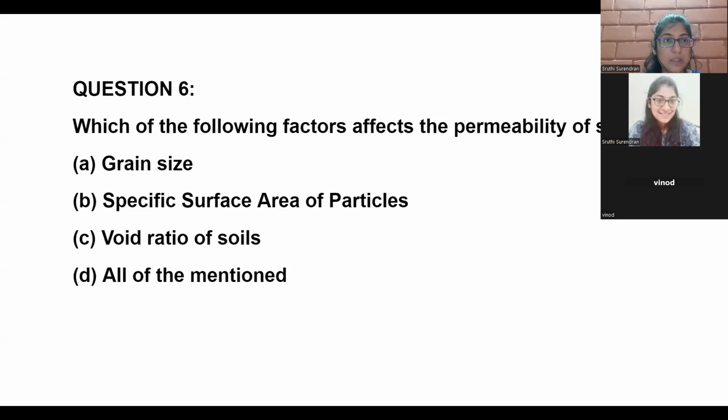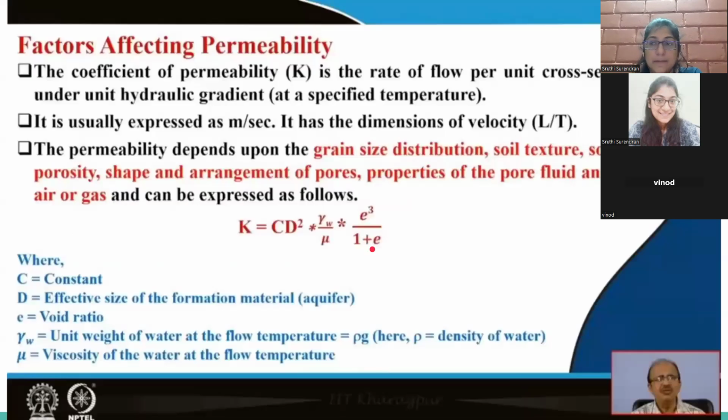Okay, so let's see what are the factors that are affecting permeability. Now, permeability can be given by this equation, which is a product of a constant C, which is taking care of all the soil properties, into the square of the effective size of the material, into the unit weight of water by viscosity and the void ratio.